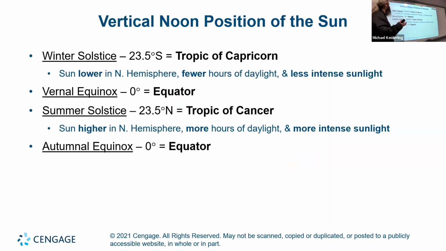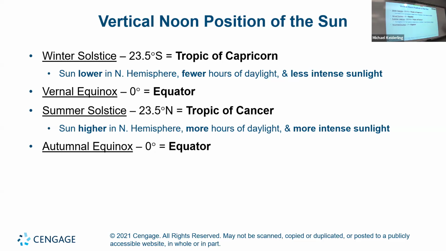But the winter solstice is 23.5 degrees south. That's when the sun is over 23.5 degrees south. That's the Tropic of Capricorn. At the winter solstice, the sun is lower in the northern hemisphere. There are the fewest hours of daylight, and the sunlight is less intense because the angle of the sun affects the intensity of the sunlight, which is the main reason it's colder. There's less light in the day, there's fewer hours of light, but the angle of the sun actually has a bigger impact.